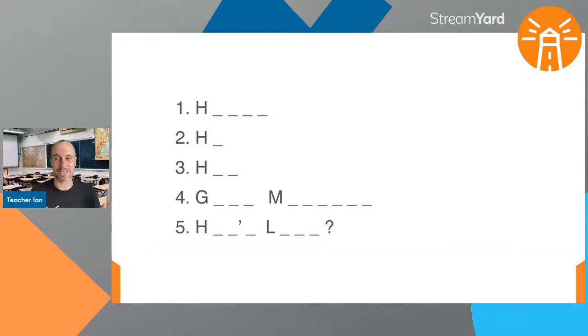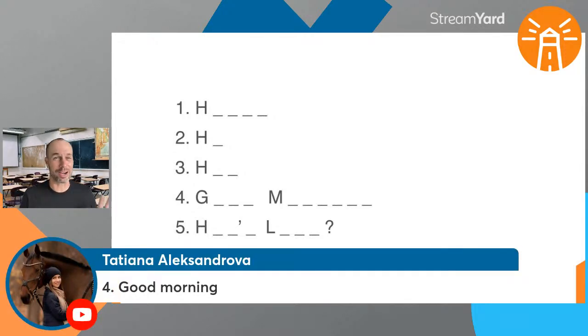All right, you're doing great, Tatiana. Anybody else watching, you can jump in too. How about number 4? And remember, think about what you would say when you first see somebody, maybe the first time that day, or when you first meet them ever in your life. Good morning. All right, so you can say good morning if it's the morning time, good afternoon if it's the afternoon, or good evening if it's the evening time. Great, so that's a very common one too.